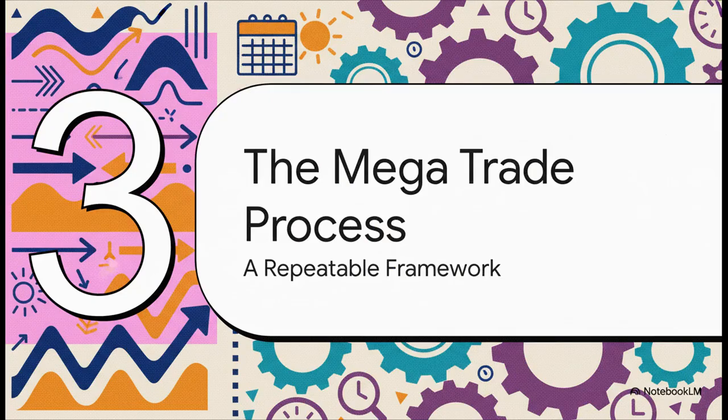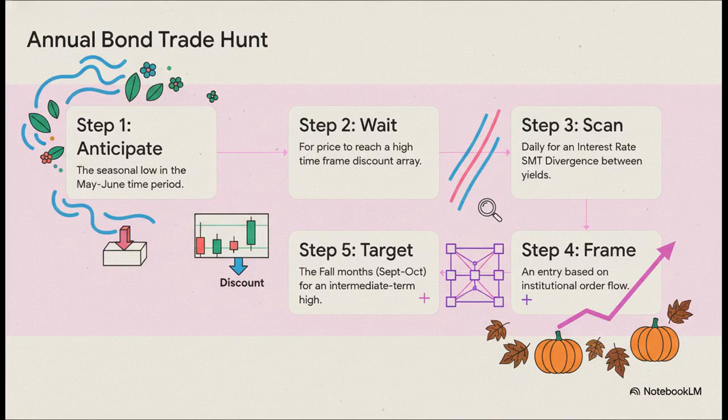Okay, so we've got the timing from the seasonal pattern, and we've got our confirmation signal with the SMT divergence. Now let's stitch it all together into a simple, repeatable process that we can use to hunt for these trades every single year. All right, here's the annual game plan. It's a 5-step process. Step 1, we start anticipating that seasonal low as we head into May and June. We're not acting, just watching.